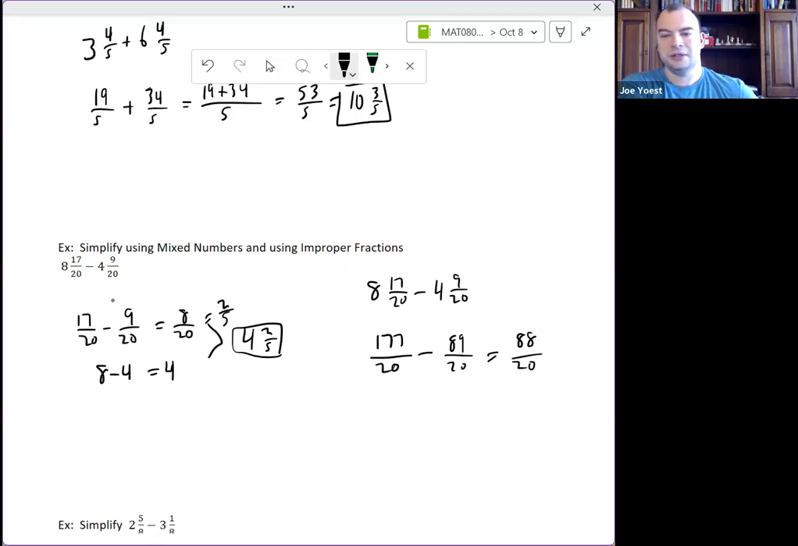I can subtract off 100 easily. So what do I need to add on to 89 to make 100? I need to add an 11. If I add 11 to this as well, then I've added 11 minus 11. So 177 plus 11 is 188. Minus 100 gives me 88.